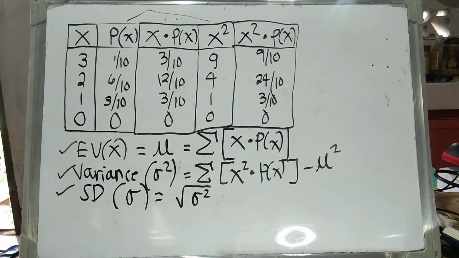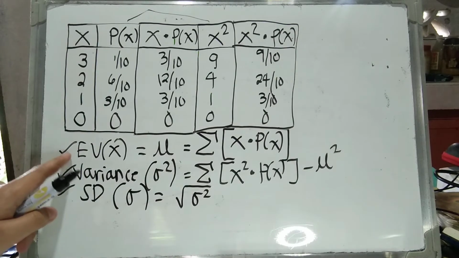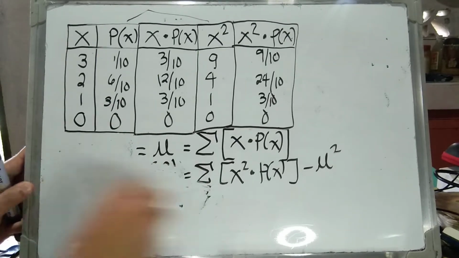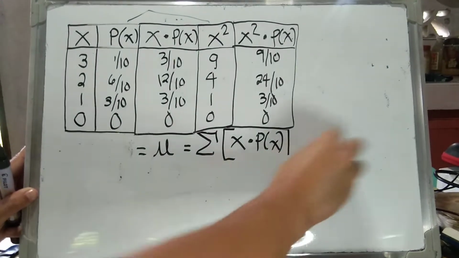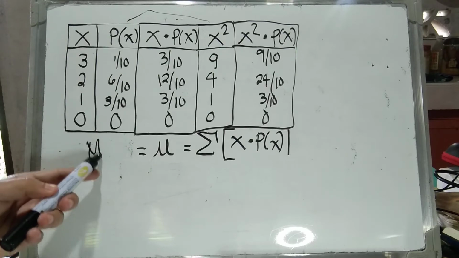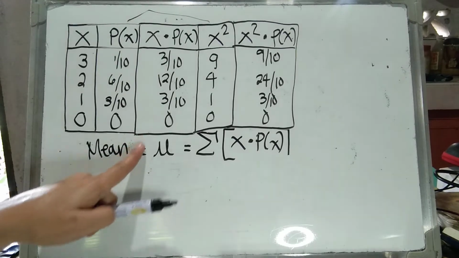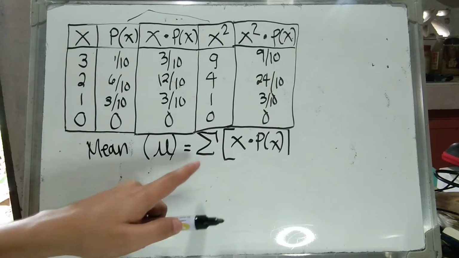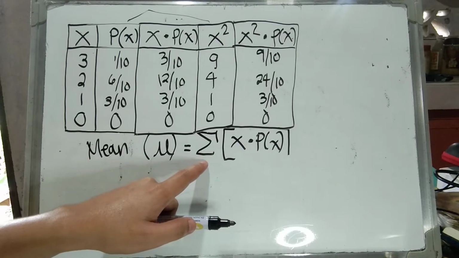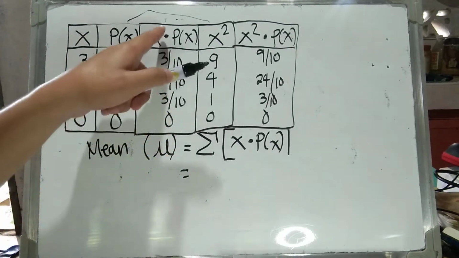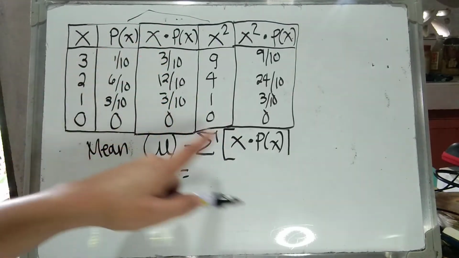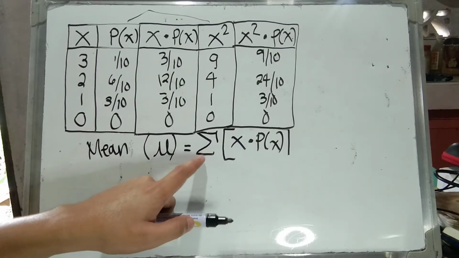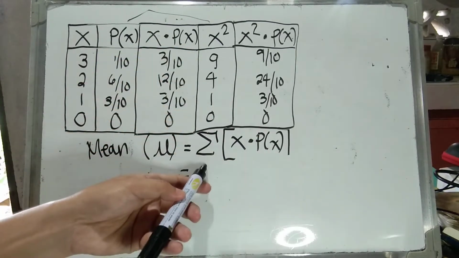Okay, so I think we are now ready to solve for our first one, which is the expected value. Again, the expected value is just the mean or the average, and that is denoted by the symbol mu. So according to the formula, we have to get the sum, meaning we have to focus on this column because this is the product of the random value and its probability. When you say summation, you have to get the sum of that column.